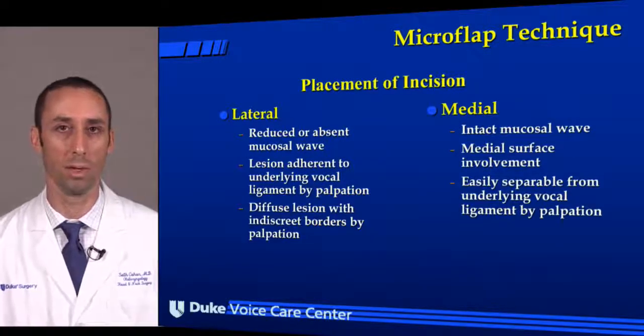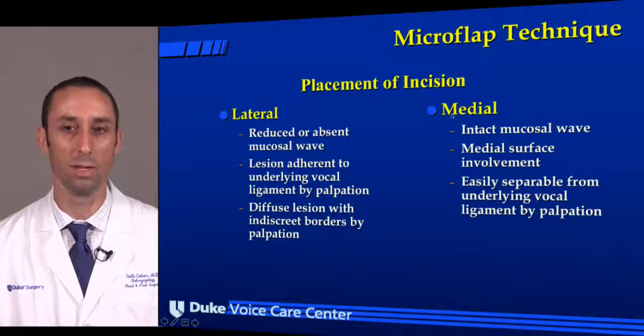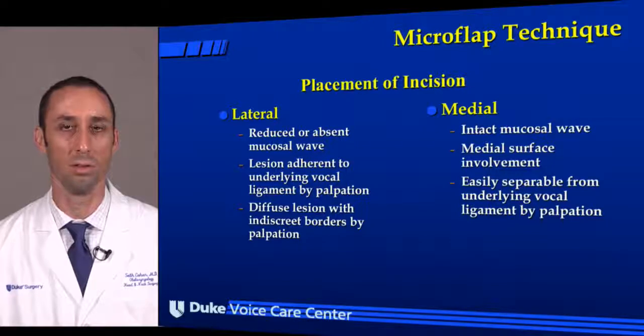One consideration is, well, where do I place that incision? There are various places to place that depending on the nature of the disease that you're talking about. You can make a lateral incision, lateral to the lesion, or you can make a medial incision, medial, right next to that lesion. Well, if you have a reduced or absent mucosal wave and you think that that lesion is adherent to the vocal ligament, when you palpate and assess this under the microscope, which is absolutely vital before you make any incisions, take a blunt probe, use a small suction, and assess the nature of the lesion, how it feels, its adherence to the overlying epithelium, and any appreciation of the vocal ligament.